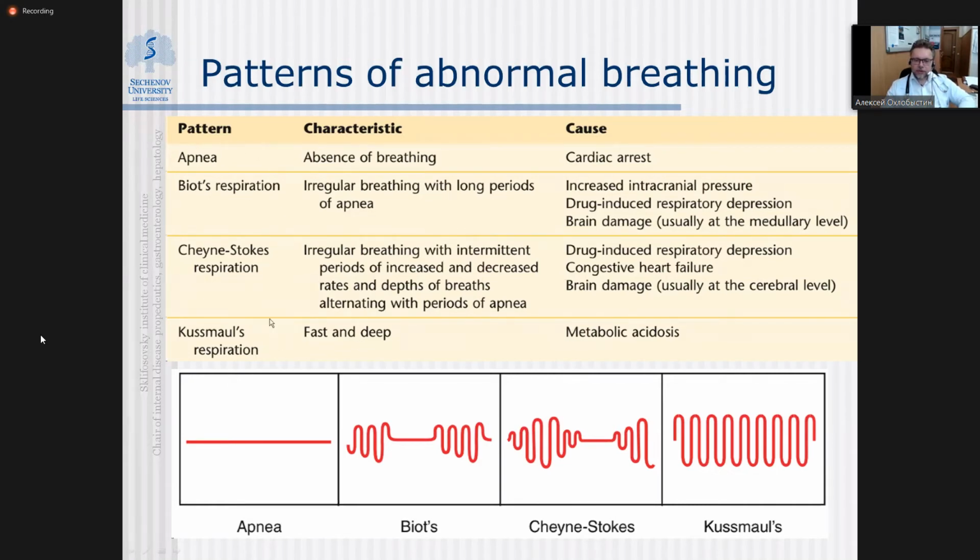Phasic respiration, cyclic Biot's, Cheyne-Stokes respiration will be typical for affection of the respiratory center. It will be typical for affection of the medulla oblongata. It may be seen in increased intracranial pressure. It may be seen in drug or alcohol toxicity. It may sometimes be seen in severe hypoxia of the brain or brain damage. Kussmaul's breathing is mostly toxic. It may be seen in metabolic acidosis most likely, or sometimes in toxic states.